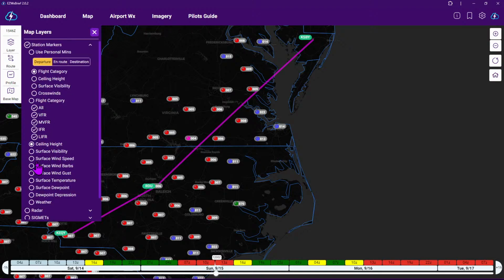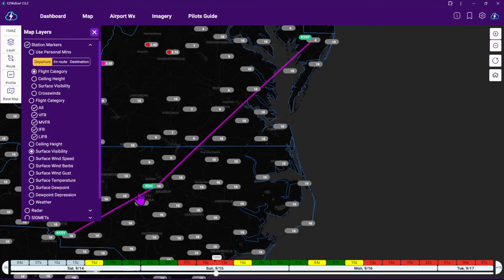let's see, some surface visibilities here. Surface visibility is not too bad overall, so it's not going to be a visibility problem. Below the ceilings itself, looks like for the most part pretty good visibility throughout the morning and the day. So it's just really low ceilings that we have to worry about here.